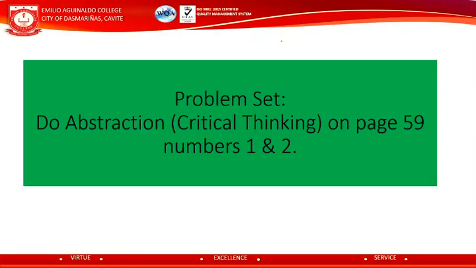Now as part of your exercises, you have to do the abstraction and critical thinking on page 59, numbers 1 and 2. You may also use Microsoft Excel if you want to. Put all your learnings there. That is to be submitted to me on Brightspace, and you have to submit that before the midterm examination.